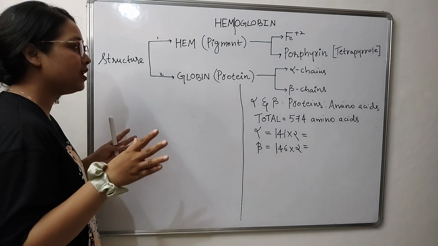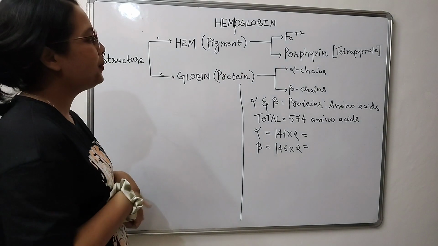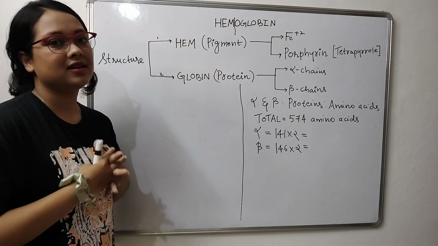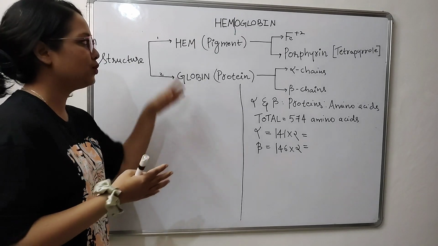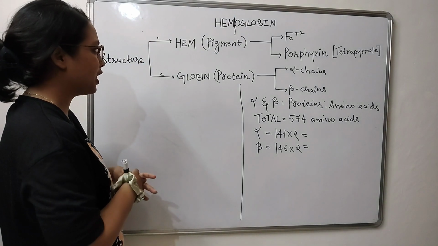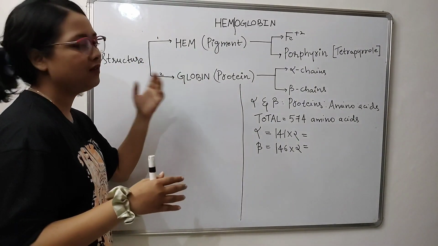Let me tell you, the structure of hemoglobin is quite complex. If you want to study it like that only, it's fine, but I personally would like to break it into two sections and then proceed further. So we have done that already. We have heme and then we have globin.